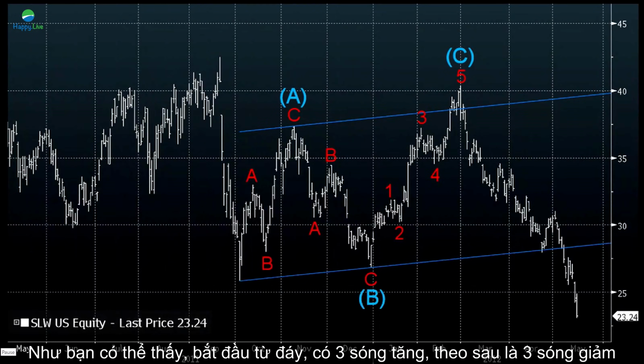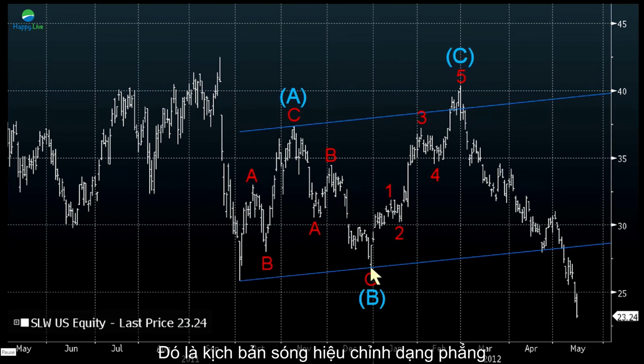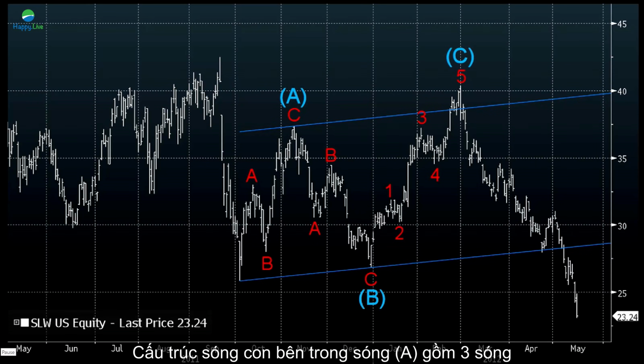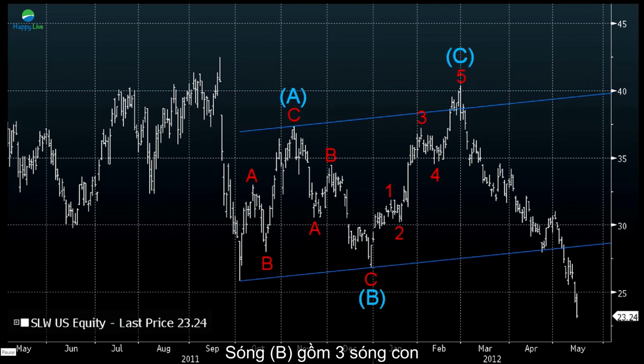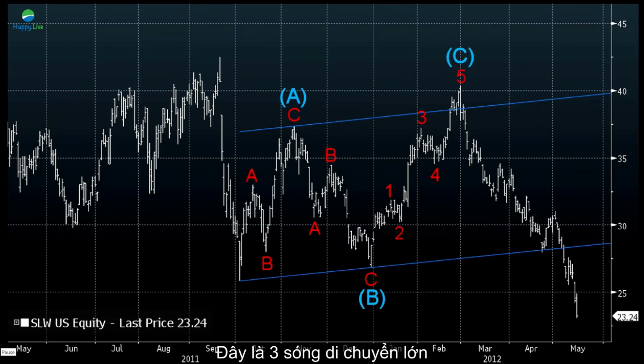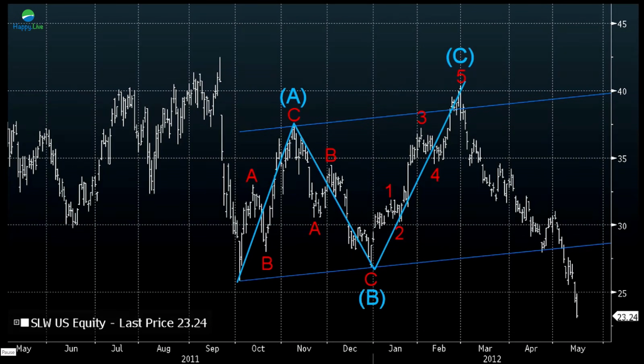As you can see from this extreme here, we saw a three-wave move up, followed by a three-wave decline. That's actually going to be a flat correction. As you know, with respect to a flat correction, wave A subdivides into three waves, wave B subdivides into three waves and ends at or near the origin of wave A, and then that's followed by a five-wave move. So here, the big three-wave move I'm referring to is this structure. So here we have our three-wave advance.